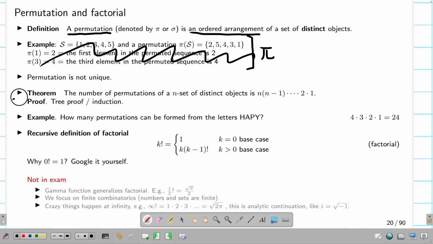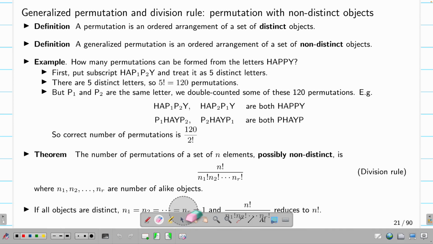So here's an important thing. The number of permutations of an n set, that means n distinct objects, is n times n minus 1 times n minus 2 up to 1. This is denoted as n factorial. Okay. So what is the use of permutation?